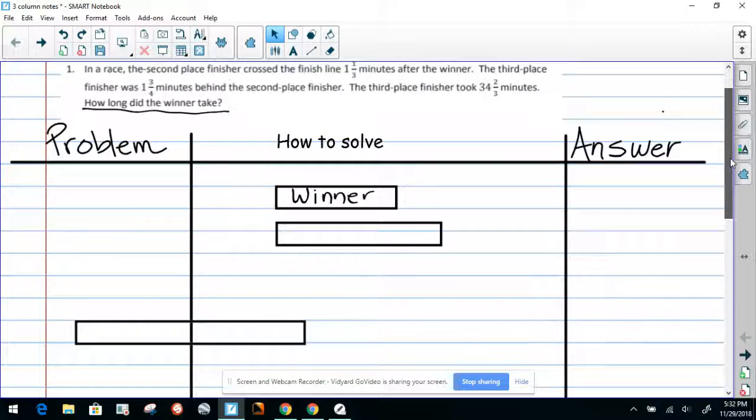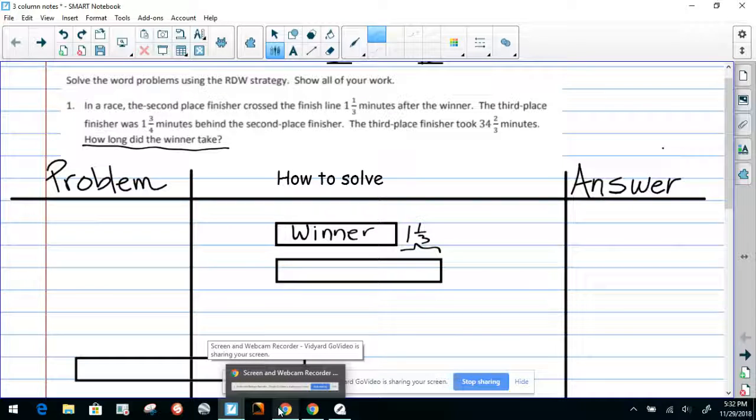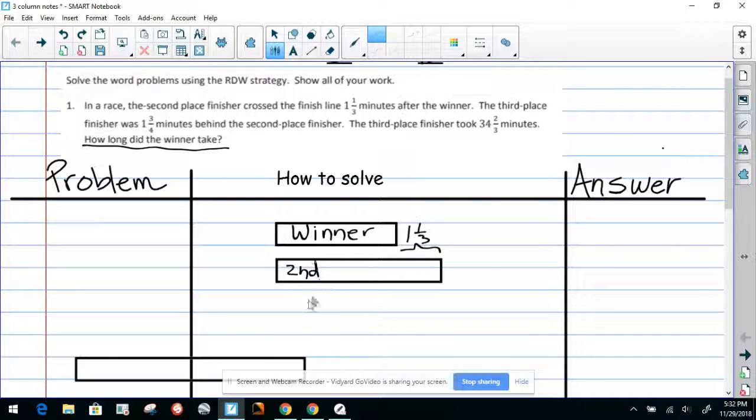Now let's read what the problem says. The second place finisher crossed the finish line 1 1/3 minutes after the winner. So here's the winner, and this guy came in later on. How much later? It's 1 1/3. We don't know the time, and this is the second place. The third place finisher took 34 and 2/3 minutes to get there. However, this third place finisher was 1 3/4 minutes behind the second place.